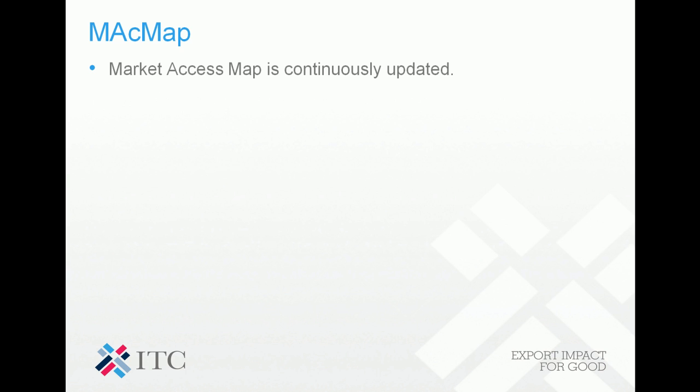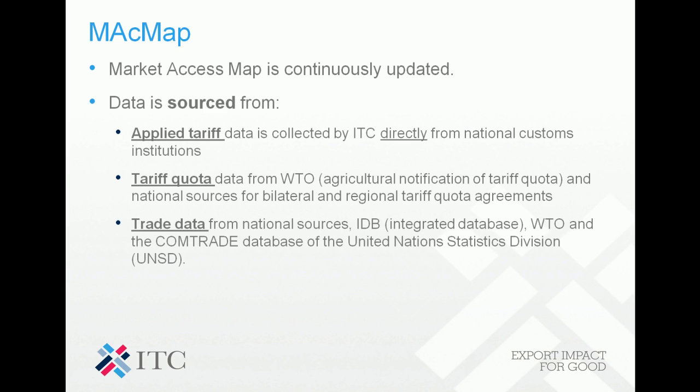Market Access Map is continuously updated with data from different sources. The information on applied tariffs is collected by ITC directly from national customs institutions. The tariff quota data comes from the World Trade Organization, more precisely the Agricultural Notification of Tariff Quota, and from national sources for bilateral and regional tariff quota agreements.